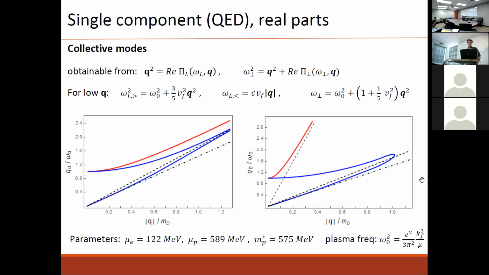In the next slide, I will say a little bit about why this is happening. In the case of electrons to the left, you can see that they basically asymptotically approach the dashed line. The dashed line is just the light cone. So for ultra-relativistic particles, the longitudinal modes asymptotically approach the light cone. And the dot-dashed line is the line c times vF times q. That's where you can calculate this constant c, and it's 0.08. It's something slightly below 1.